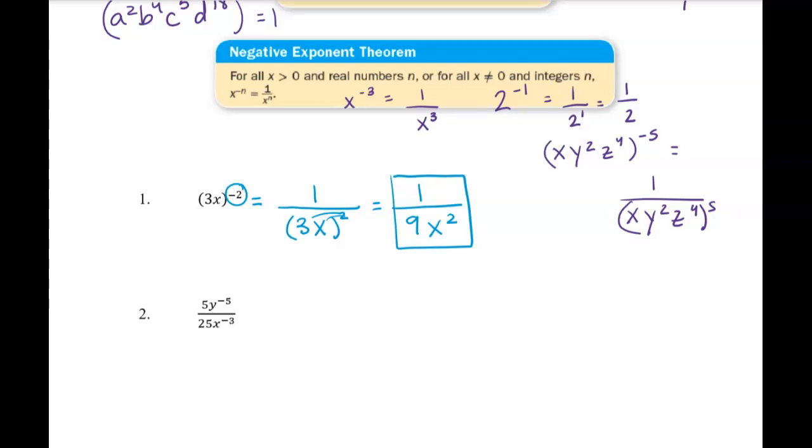For the next one, I'm going to keep my fraction because I'm going to need one. First, I'm going to take 5 over 25, and I'm going to simplify that. You divide top and bottom by 5, you get 1 over 5. And then I have a y to the negative 5th power, which I'll put on the bottom and make it a positive 5th power. X to the negative third, I can move it up and make that a positive third power. So I end up with x cubed over 5y to the 5th.